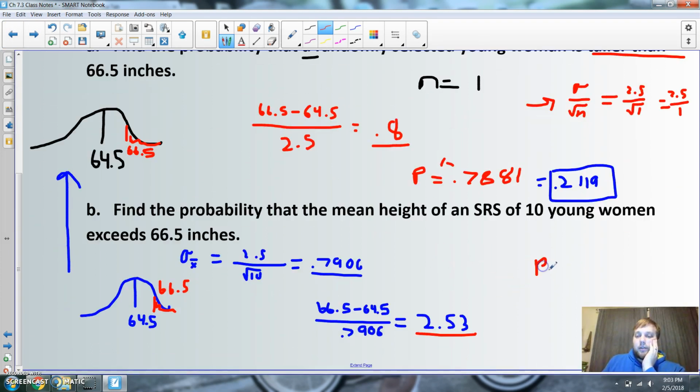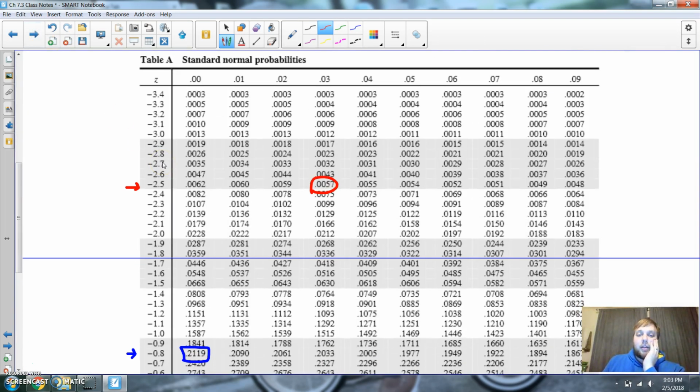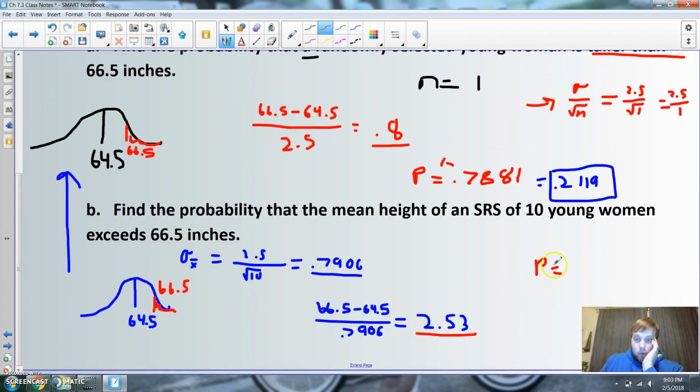So P is, and once again, I've forgotten, I have the memory of an elephant, 0.0057. Okay, so this is the probability of having 10 women average out to 66.5. This is the probability that only one woman can have a score of 66.5. A lot different with 10 women than with 1, isn't it? Hopefully that makes sense.